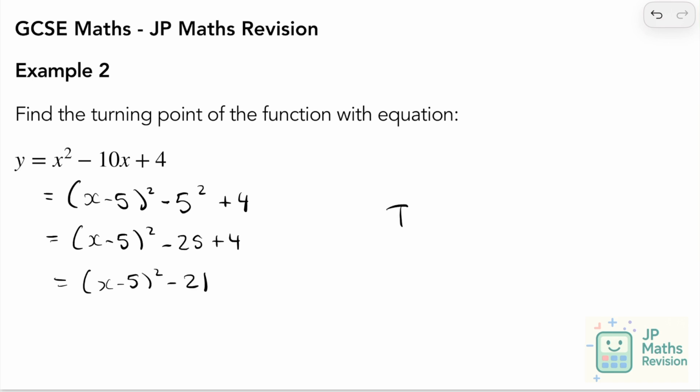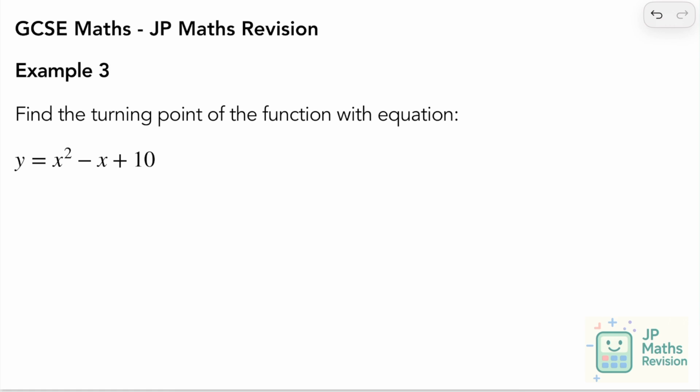So for the turning point, again, we flip the sign of the x minus 5 thing. So it's going to be 5 as the x coordinate. And then this one stays the same. So the turning point is going to be (5, minus 21).